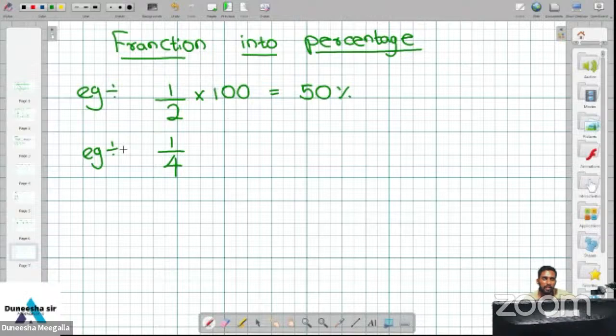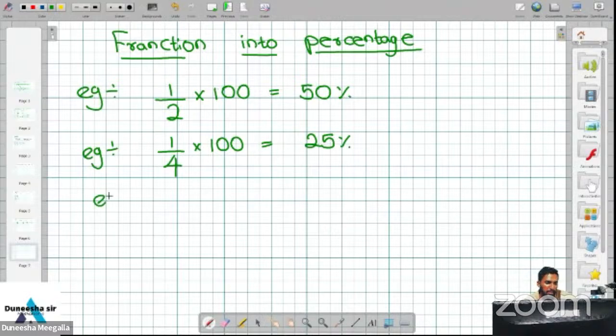Then 1 over 4, it's a fraction. To make it a percentage we have to multiply by 100. Then it's like dividing 100 by 4. What is that? 25. 25%.